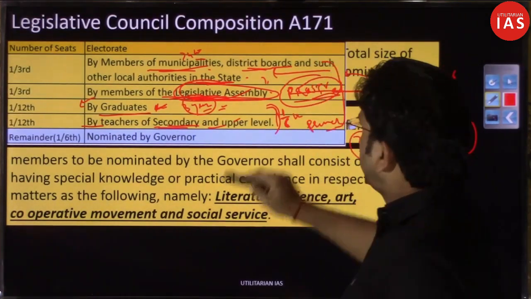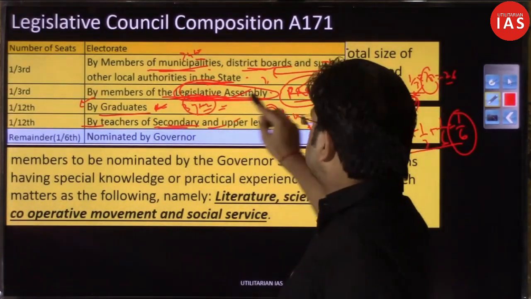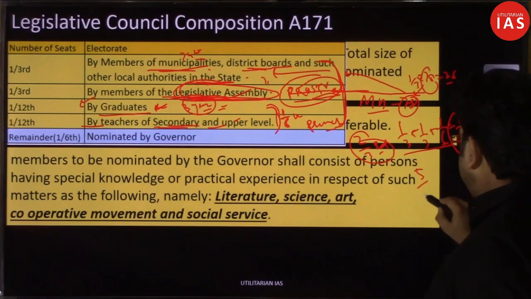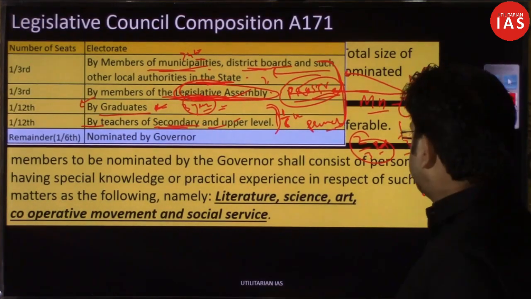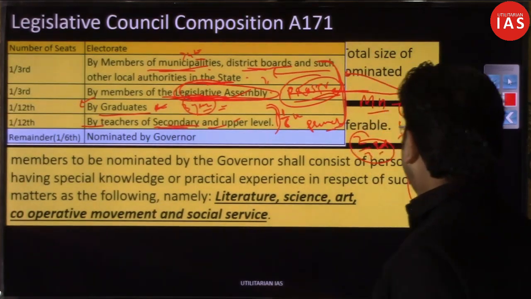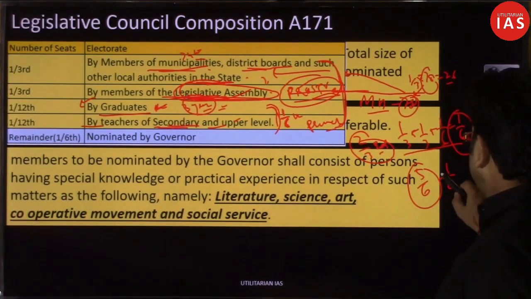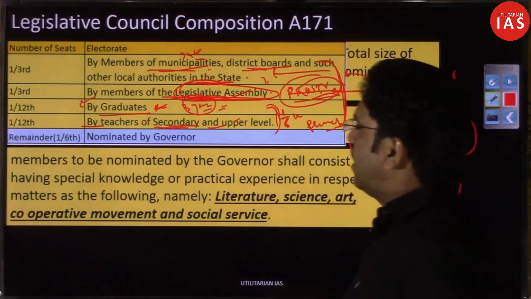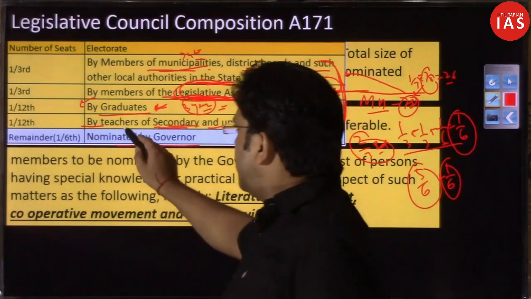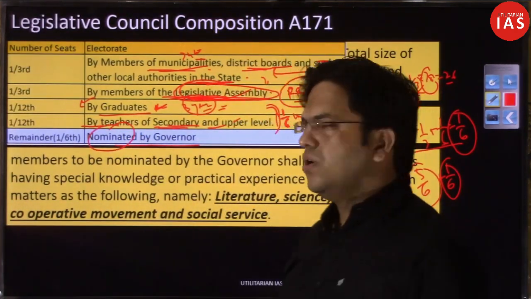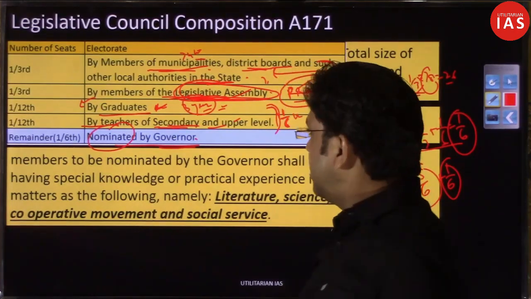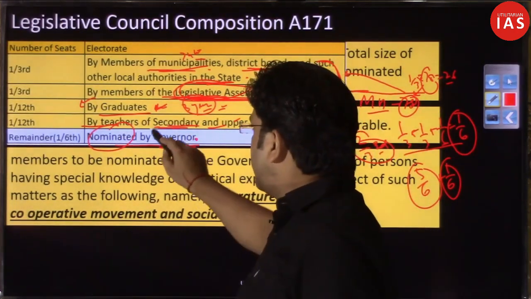So here all these five classes had election, right? So 5/6 of the members come by the method of this limited election: proportional representation, single transferable vote. The pending 1/6 of the members will be entering the legislative council by the process of nomination. Who will nominate? The governor.